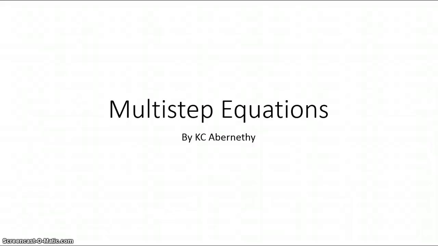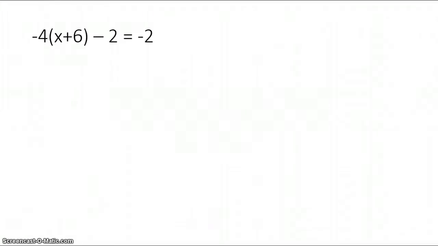Hi, this is the first of 3 different videos on multi-step equations. So our first problem is -4 times (x plus 6) minus 2 equals -2.